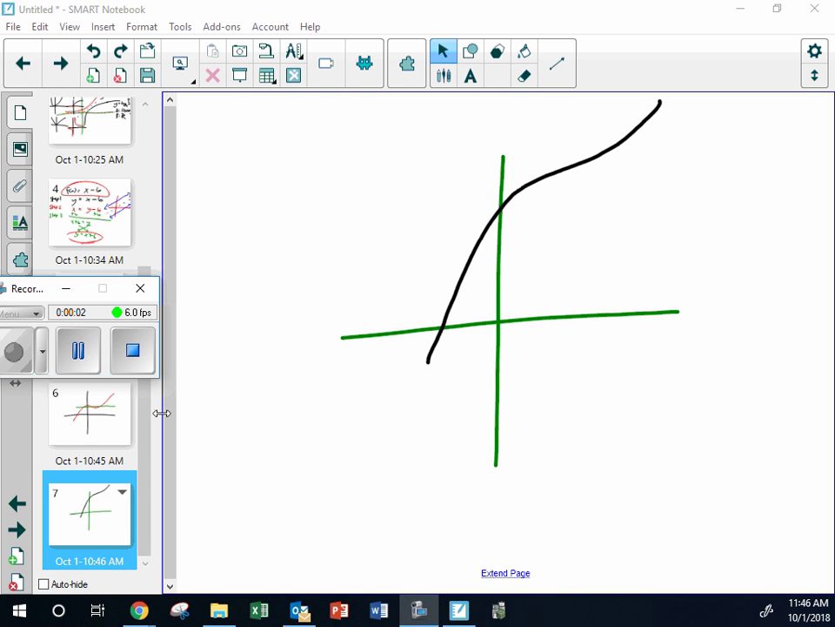Okay, today is about inverses. Does this function pass the vertical line test? Yes. Does it pass the horizontal line test? Do you even know what the horizontal line test is? Probably not. Let me explain it to you.